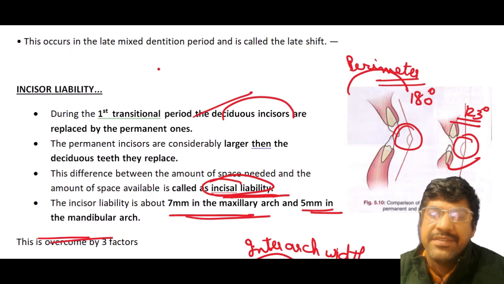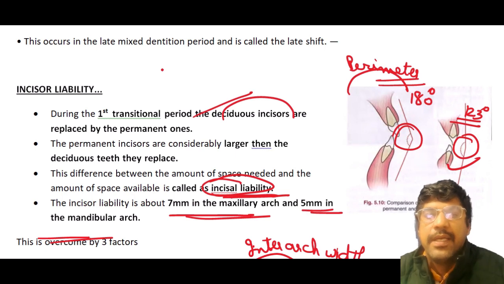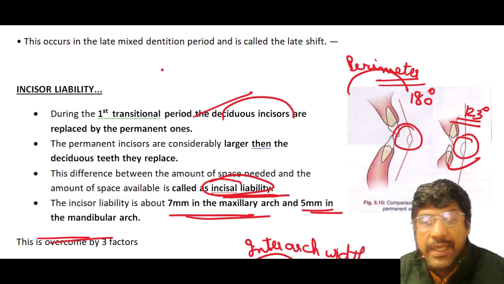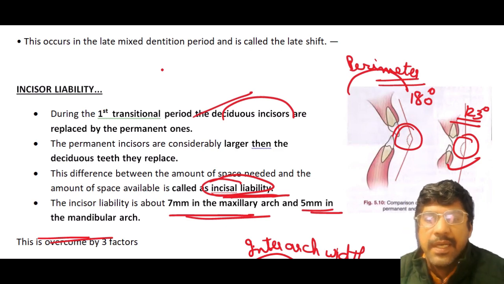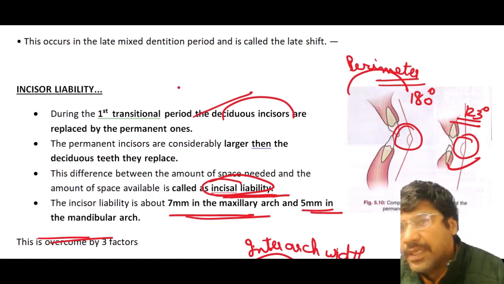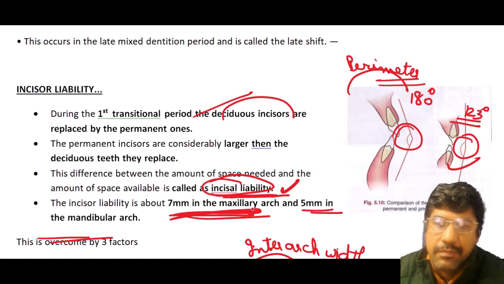The exchange of incisors during the first transitional period refers to the process where the deciduous incisors are replaced by large permanent incisors. This change would accumulate a difference in the space required to accommodate the large permanent incisors. So this is known as incisal liability. Remember, it is about 7 mm in the maxillary arch and 5 mm in the mandibular arch.